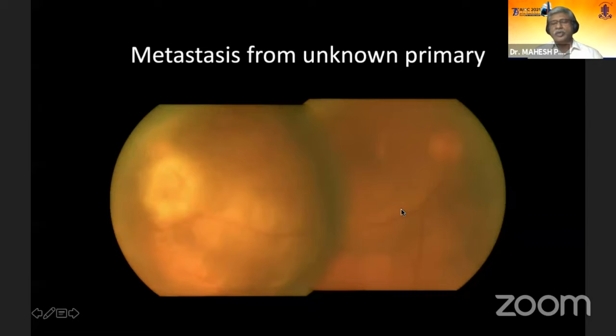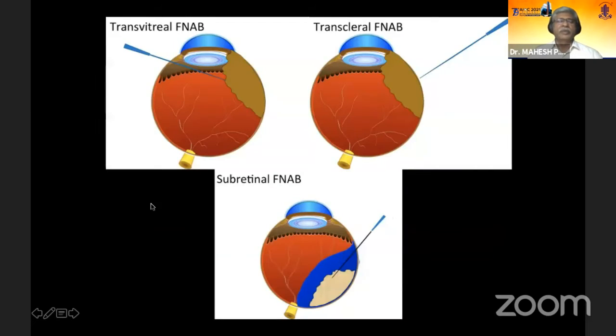This is the exact situation where you would be resorting to a fine needle aspiration biopsy. That is, you know that there's a malignant lesion in the eye, but we are not able to figure out where it is from. That's when we do a fine needle aspiration biopsy.